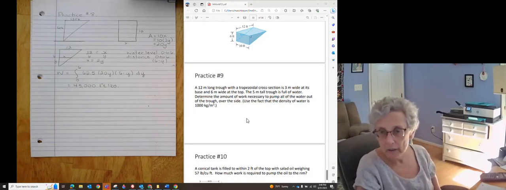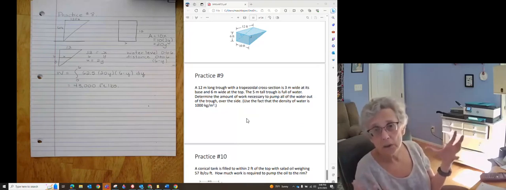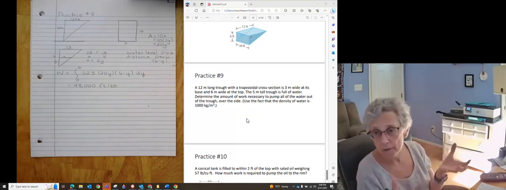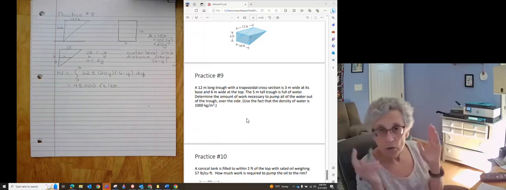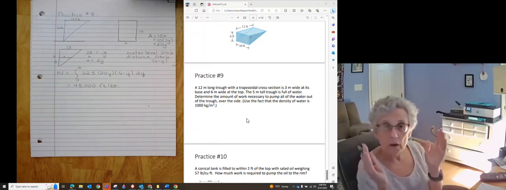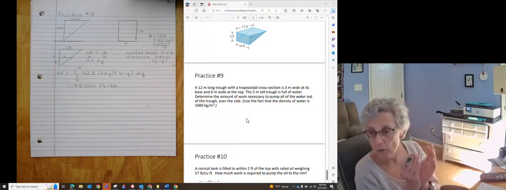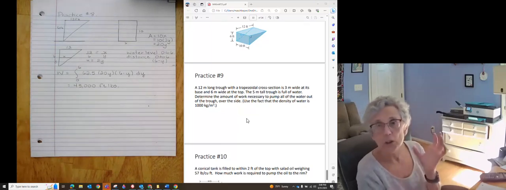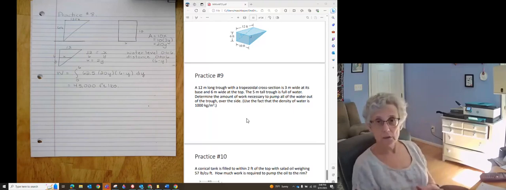Number 9, we have a trough. A trough, in case you don't know what it is, is something that animals drink out of. It's just a container for water. It has a trapezoidal cross section. So draw your trapezoid with the center of the bottom at the origin, and then it is 12 meters long. So you'll use that to find your rectangular top view.